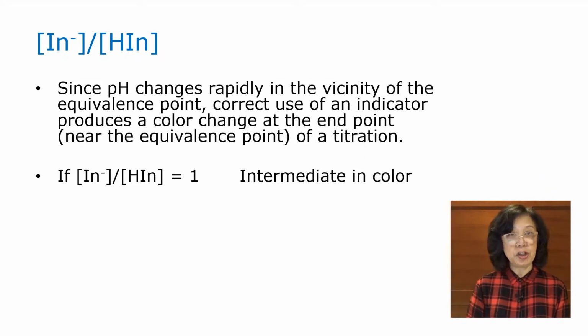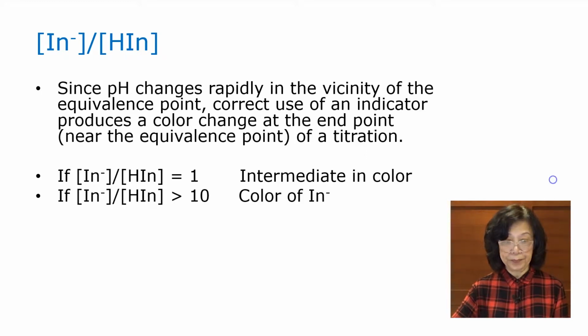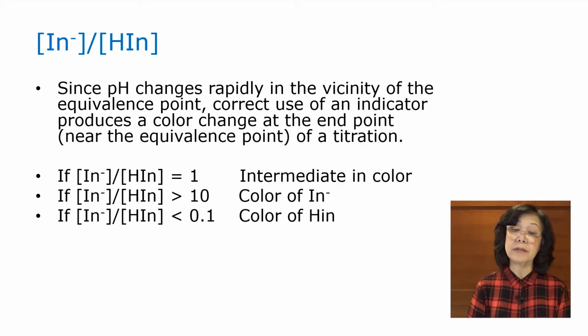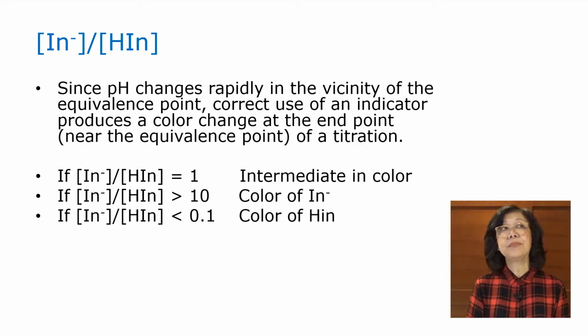If the ratio is exactly equal to 1, we get an intermediate color. If the ratio is greater than 1, we get the basic color. And if the ratio is less than 1, we get the color of the acidic region. For example, if you use bromothymol blue and it changes from yellow to blue color, yellow is in acidic region and blue is in the basic region. In between will be the green color.